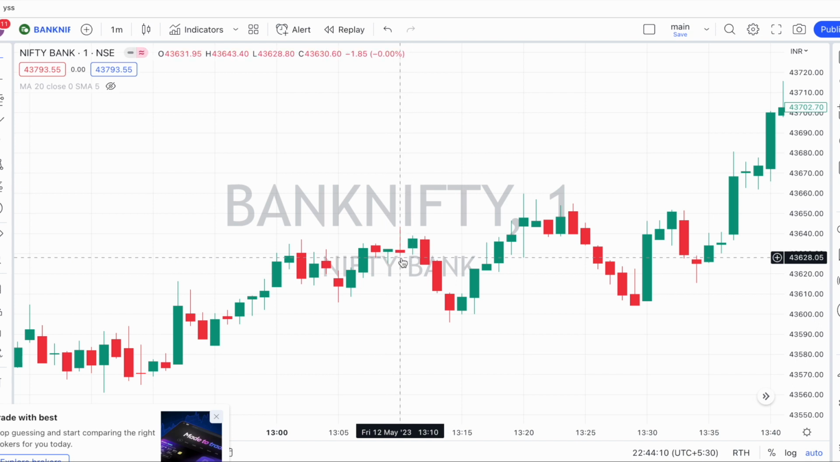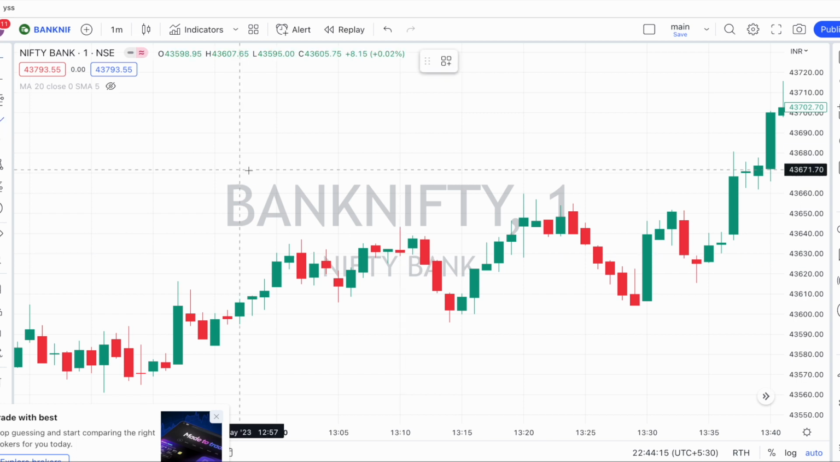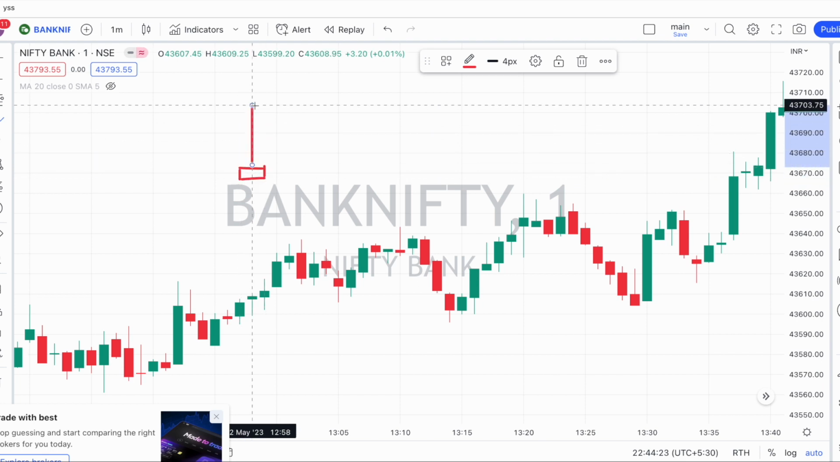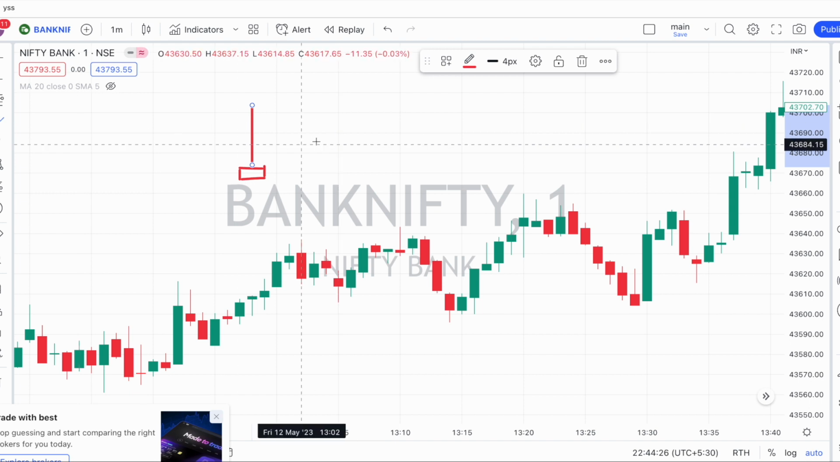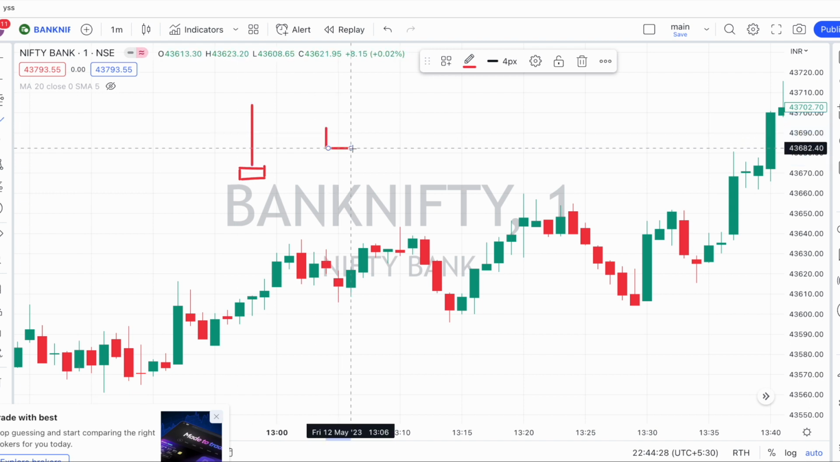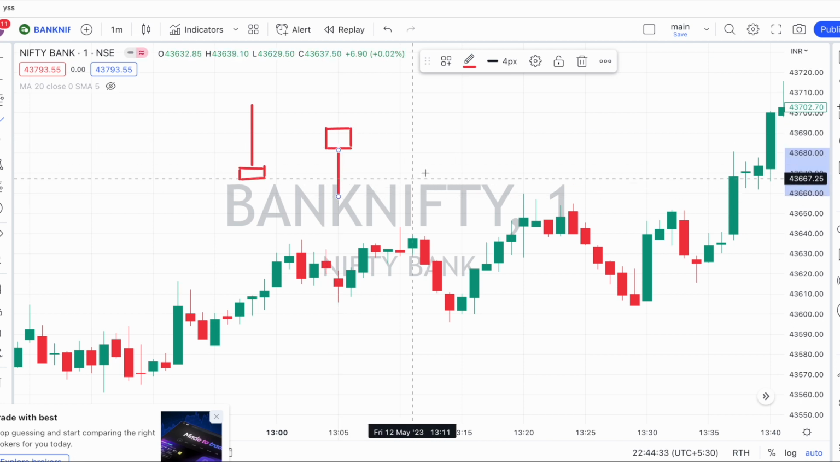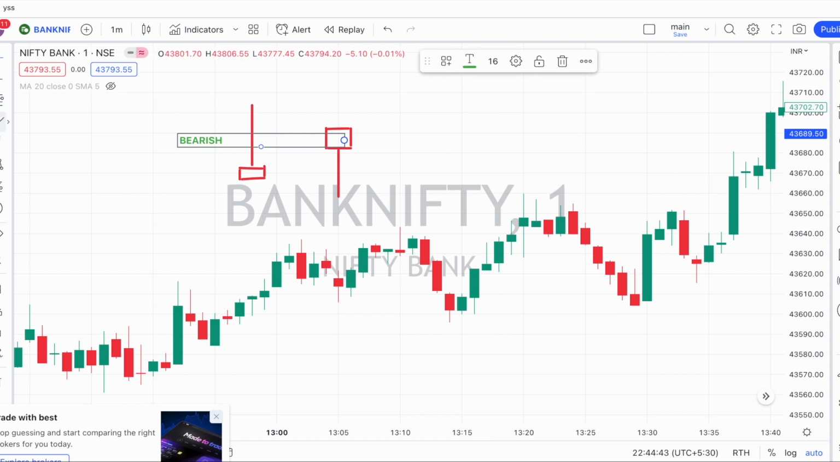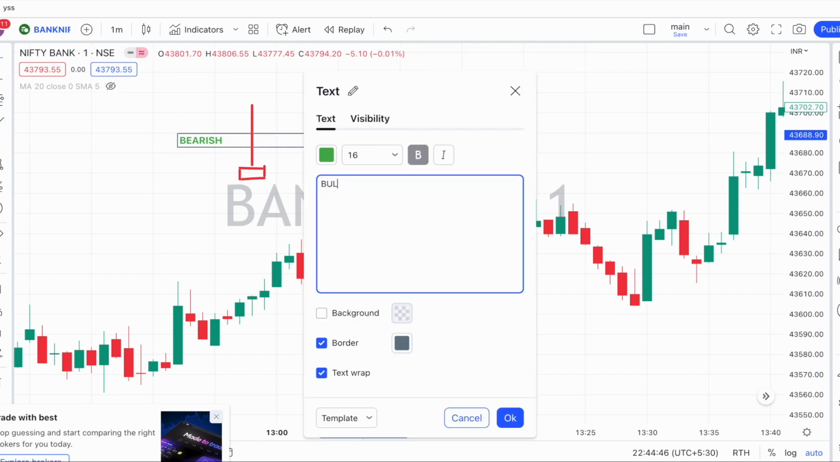Perfect, right? So now you know what a bearish pin bar is. A bearish pin bar is a structure like this. Color is not important. And what is a bullish pin bar? A bullish pin bar is a structure like this. The first one is called a bearish pin bar, and the second one is called a bullish pin bar.